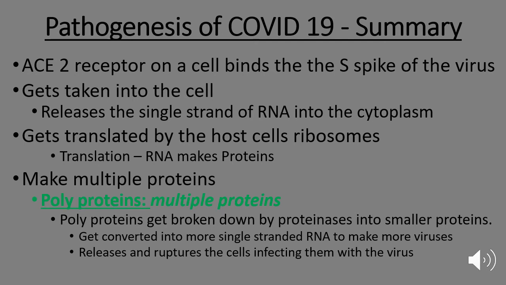Well, this virus allows the RNA to make these proteins, and these proteins make multiple proteins or polyproteins, which is multiple proteins. These polyproteins get broken down by proteinases into these smaller proteins. Those get converted into more single-stranded RNA to make viruses, and then once those viruses are made, they get released into the cell and rupture the cells being infected by the virus.